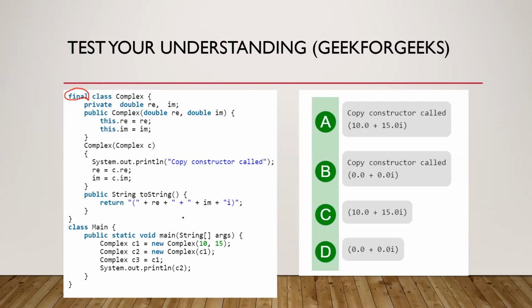So initially when we are doing Complex C1 = new Complex(10, 15), what is happening? This constructor is getting called, right? This is created, no problem. Then we are creating another object C2 with C1 as a reference.